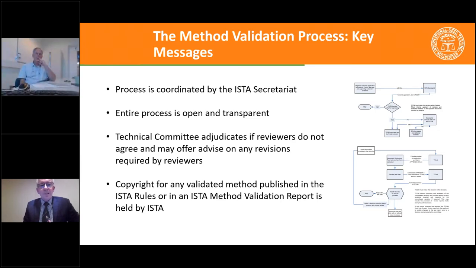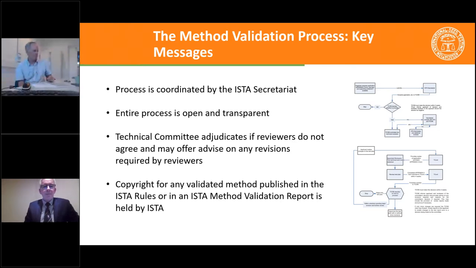If you would like more details, have a look at the ISTA website and or contact the ISTA technical committee responsible for the area of the rules that you're interested in, or the ISTA secretariat. But the method validation process is coordinated by the ISTA secretariat, and the entire process is open and transparent. The validation reports are published on the ISTA website at the end of the validation, and they remain available on the ISTA website.